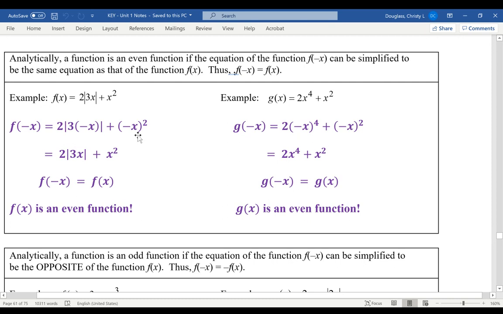For the negative x squared, we talked about this when we discussed symmetry. When you square a negative, a negative times a negative is a positive. So our negative essentially goes away. What we are left with is the exact same function that we began with. So replacing x with negative x doesn't really change the function of f of x at all. F of negative x is completely equal to the original f of x. And that's how we know f of x is an even function.